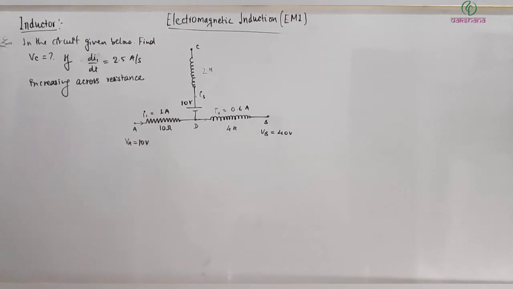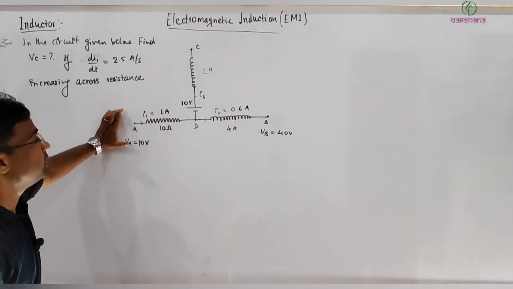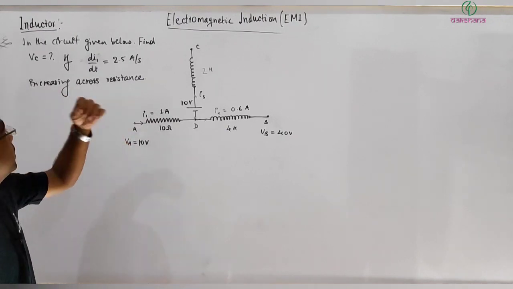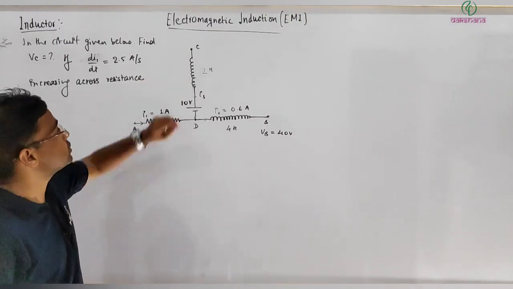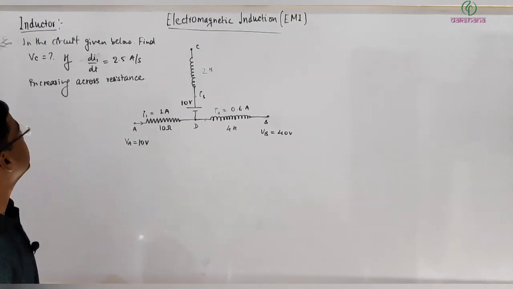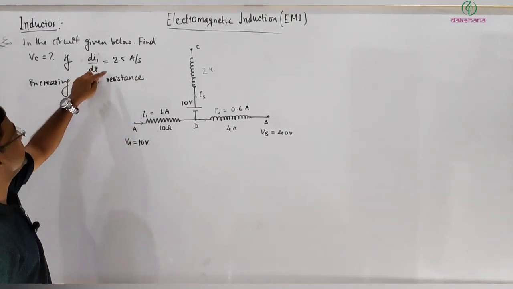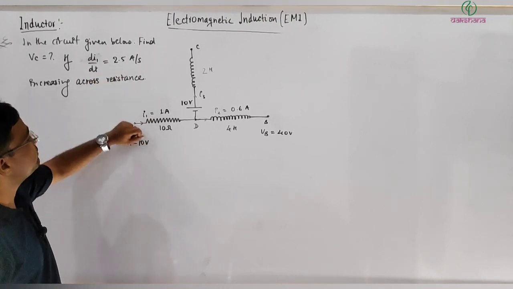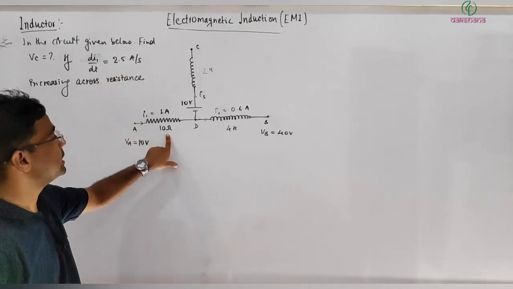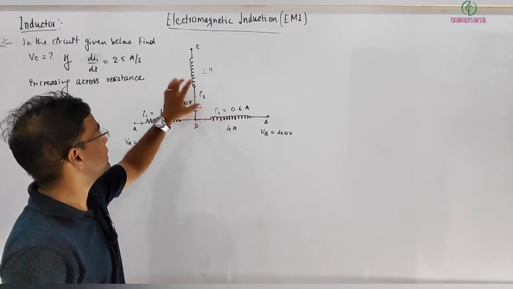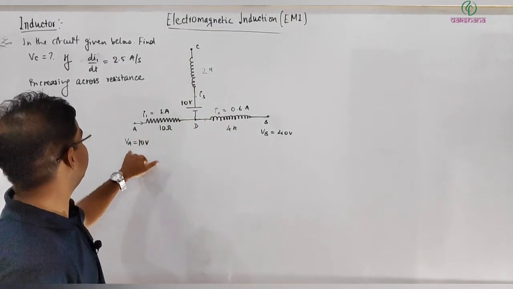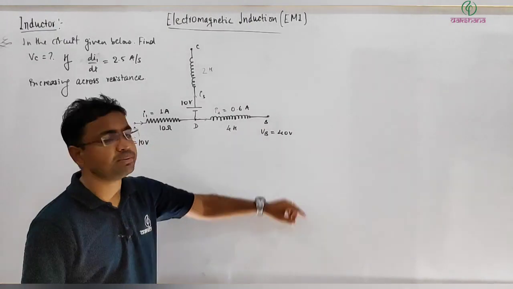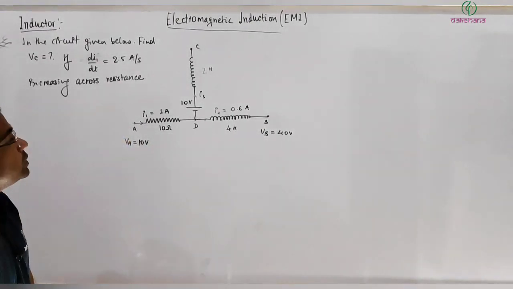Okay, see next problem. So here we are given again a part of a circuit. In the circuit given below, we are asked to find the potential VC. This is the point C. So here potential is asked, and data given: I1, di1 by dt across this resistor is 2.5, increasing, 10 ohm resistor, 4 Henry inductor, and 2 Henry inductor, another one, and one battery is connected. Potential of point A here is given 10 volt and B is given 40 volt. So this is the information given to us.